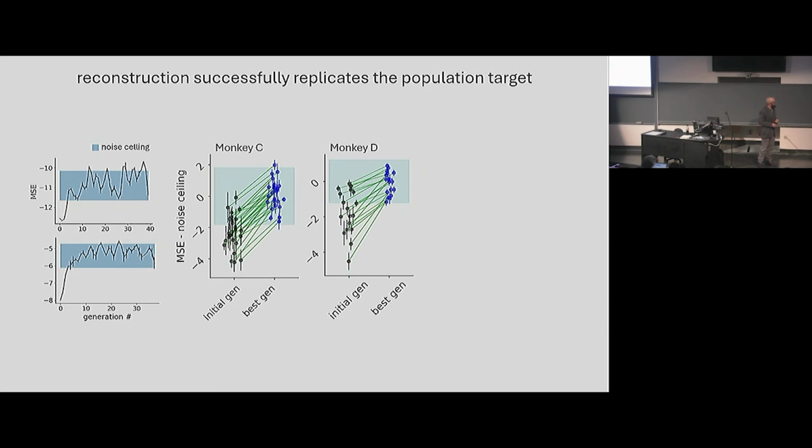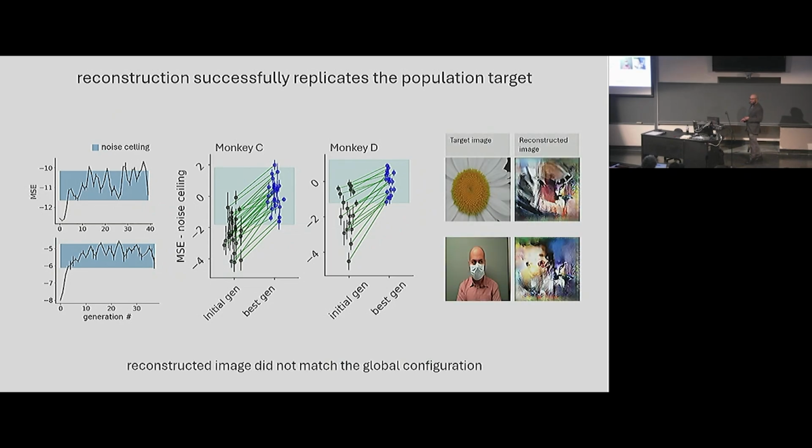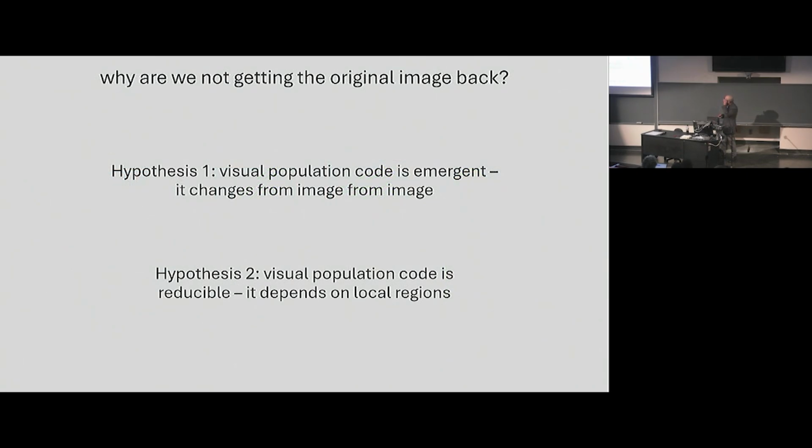So this happens across multiple monkeys, and now comes the part that is interesting, because we can ask, well, what happens to the images? And what happens is that we don't really get the images back. We get local features back, but not the whole thing. So one question that we have is, why are we not getting the full image back as we thought we could? A couple of hypotheses is that indeed this visual code perhaps is a little more emergent. Perhaps there's some kind of non-linear dependencies between the individual neurons that we haven't accounted for. Or it's also possible that the visual code is reducible, and maybe this does come down to those local regions that we should be paying attention to.